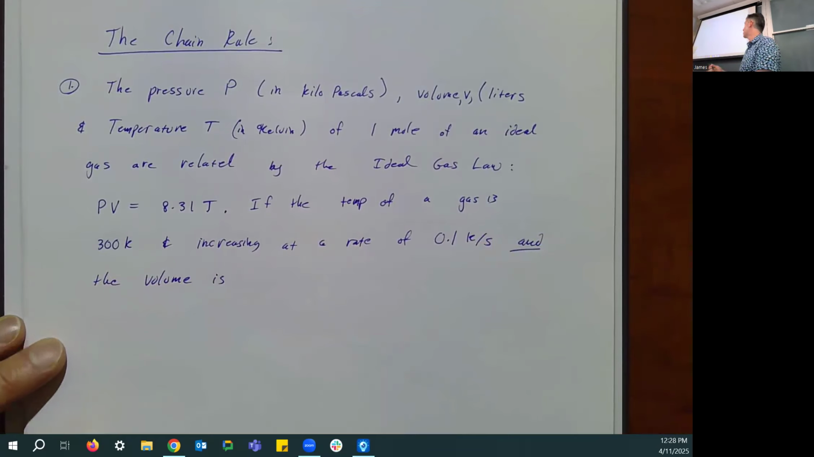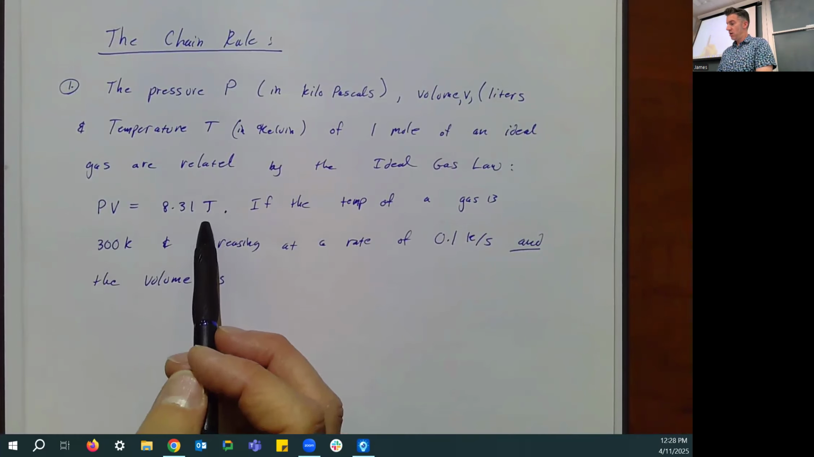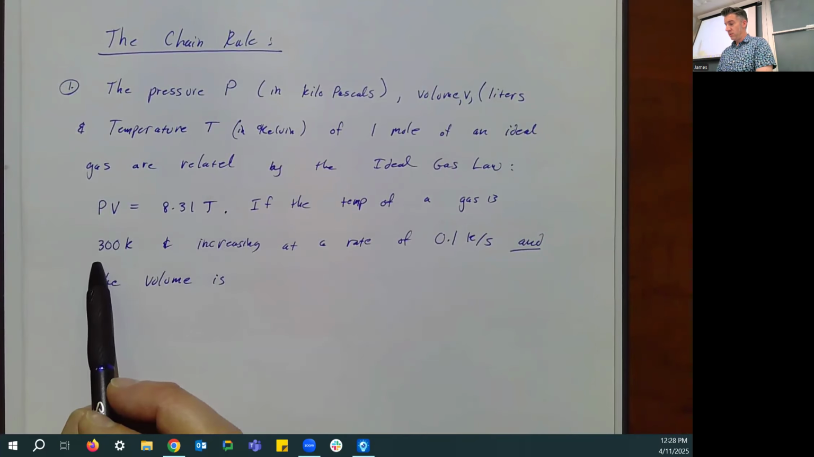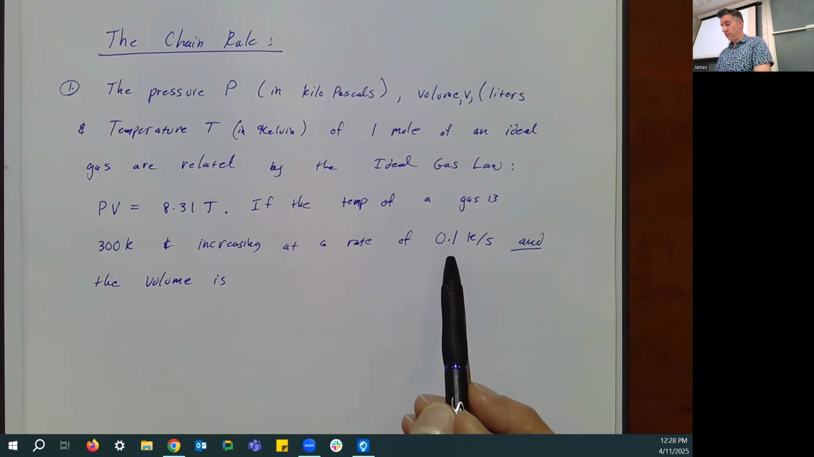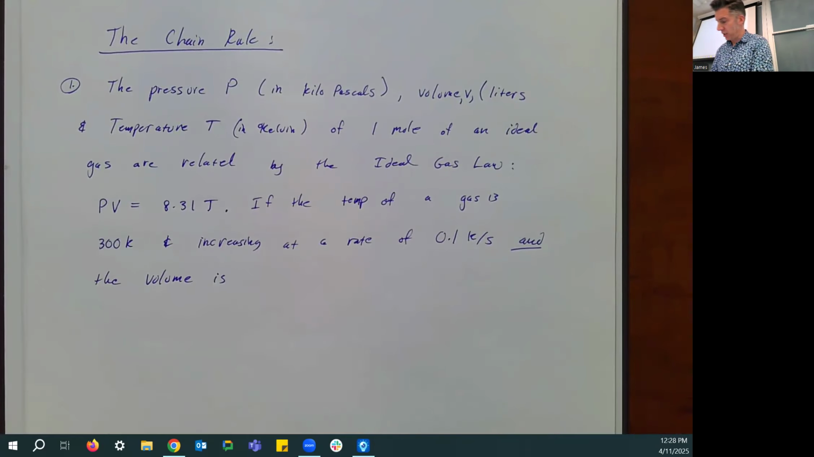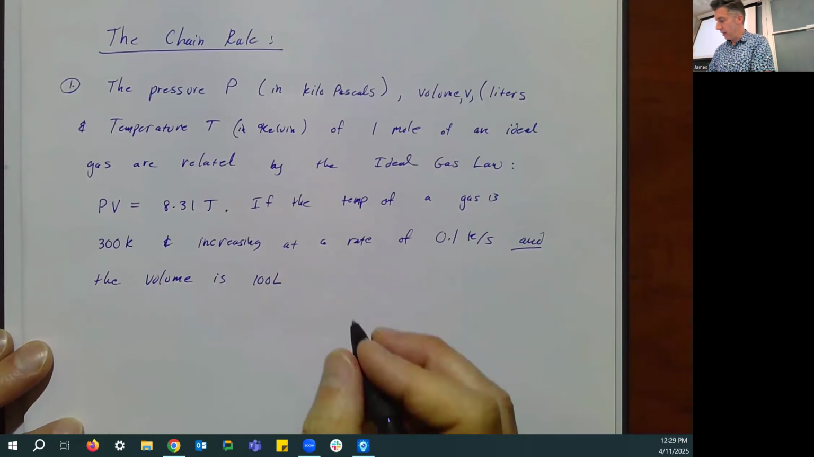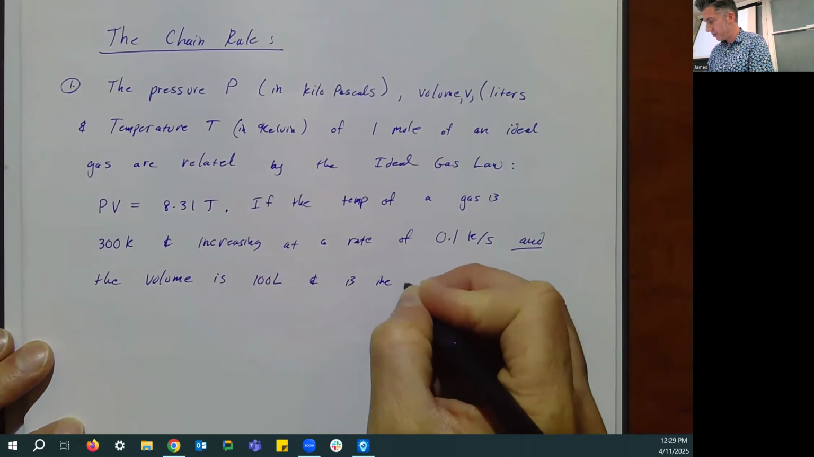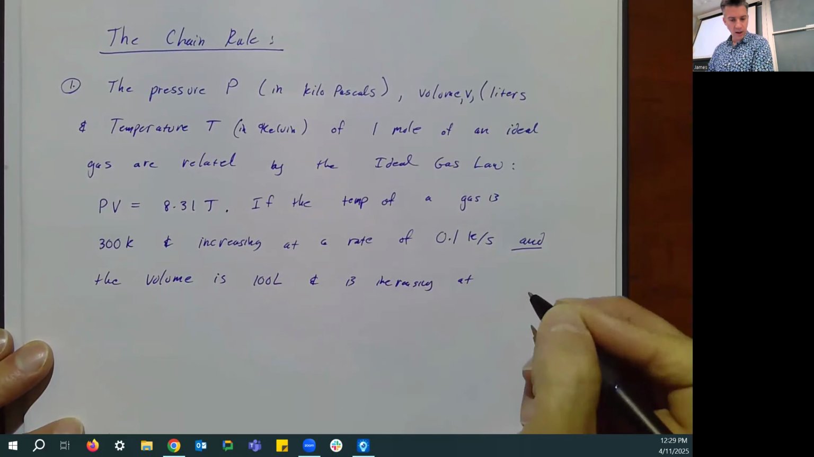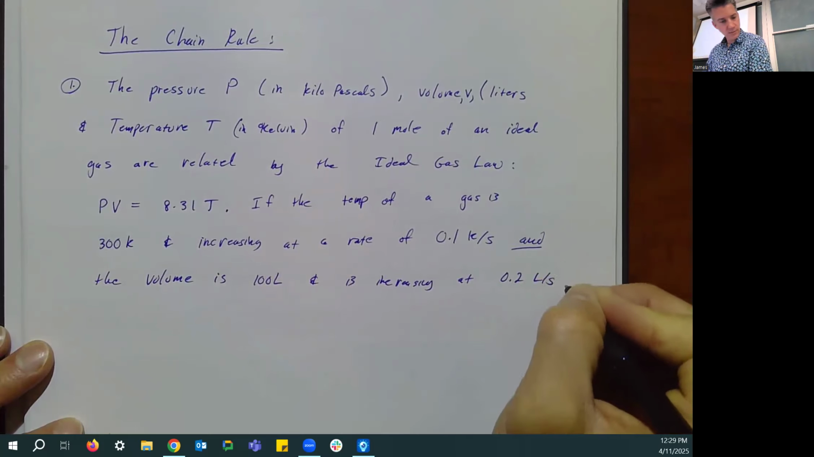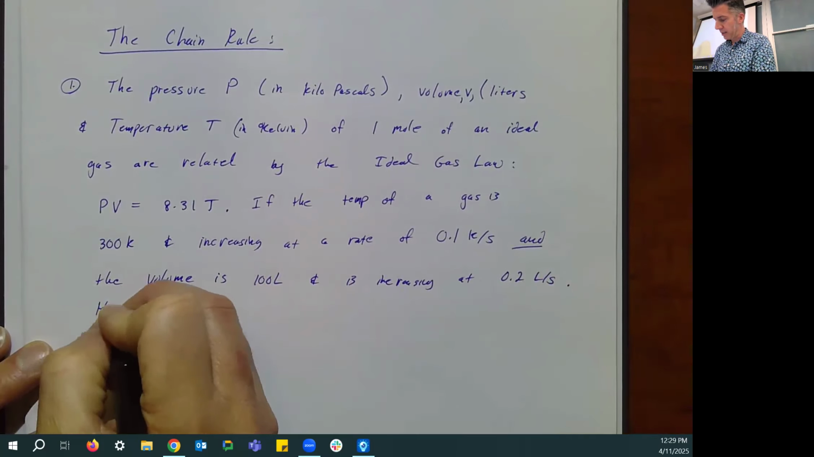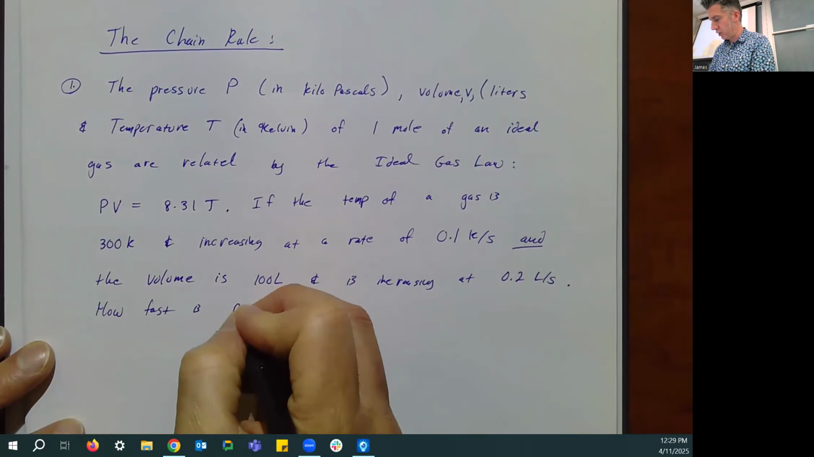So one thing I'll point out is you don't need to write down all these words. You can, but really part of the process here is distilling what's written here into what you actually need. If I was writing this down, I'd be writing PV equals 8.31 T, T equals 300, dT equals 0.1, volume V equals 100 liters, and is increasing at a rate of 0.2 liters per second. How fast is the pressure changing?